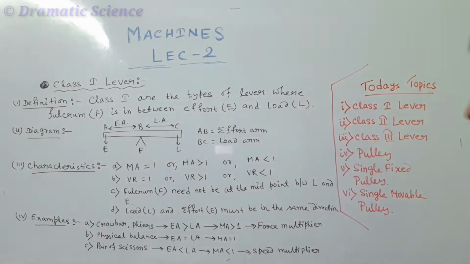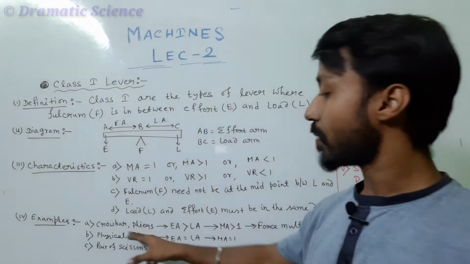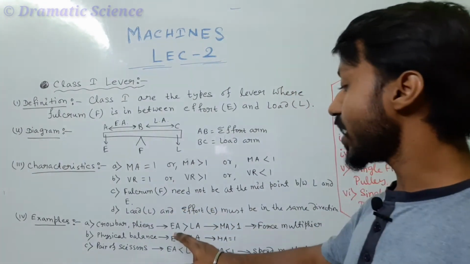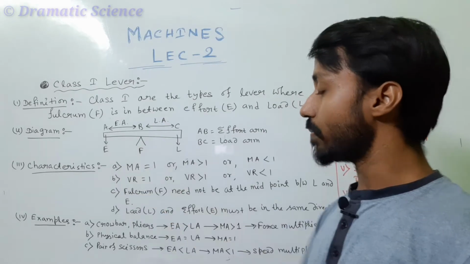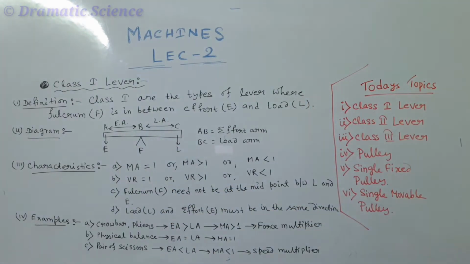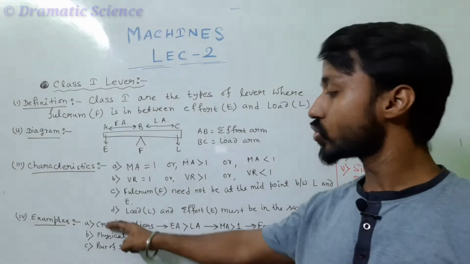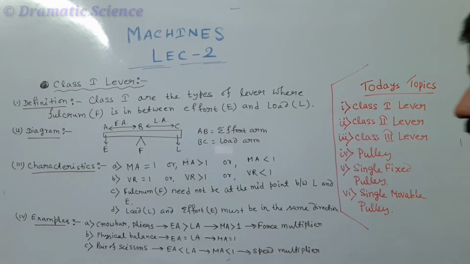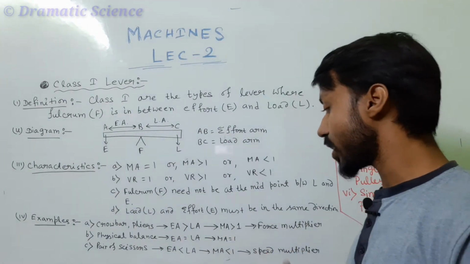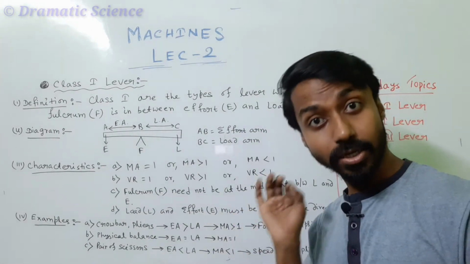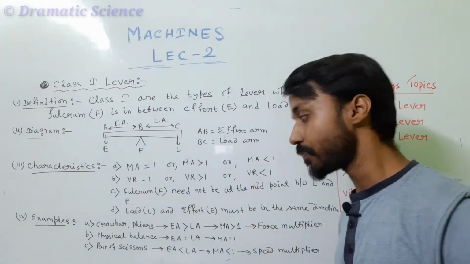A few examples are here: crowbar, pliers. In this kind of class 1 lever, the effort arm is greater than the load arm, and mechanical advantage is greater than 1, and this type of instrument or machine is called a force multiplier. Mechanical advantage जब 1 से ज़्यादा होगा, that is called force multiplier. I have discussed that in lecture 1. Kindly go through it. Lecture 1 is really important.